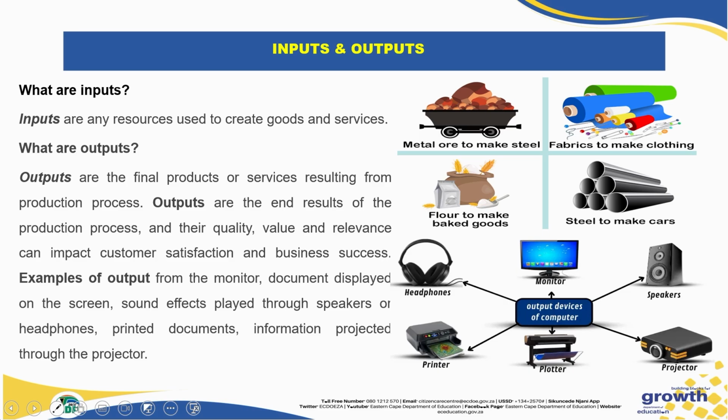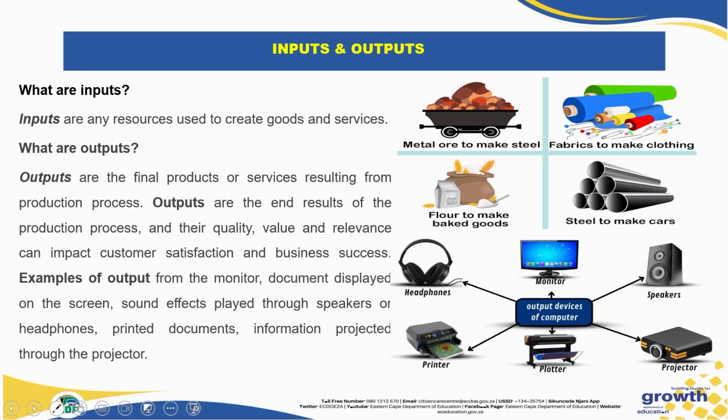For instance, in my right hand, you will see that you bring in metal as an input to make what? To make steel. And also you bring in an input of fabric to make what? To make clothing. Again, you contribute flour to make all the baked products, such as bread, sandwiches, and so forth. You contribute by bringing in steel to make what? To make cars. Those are the inputs towards that particular product that you want to make.